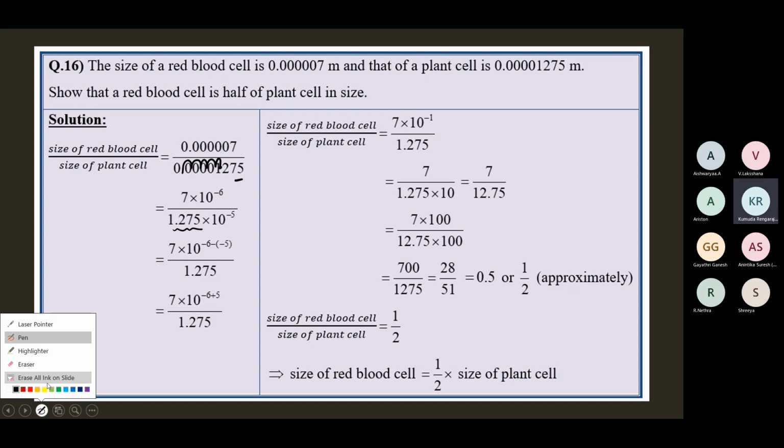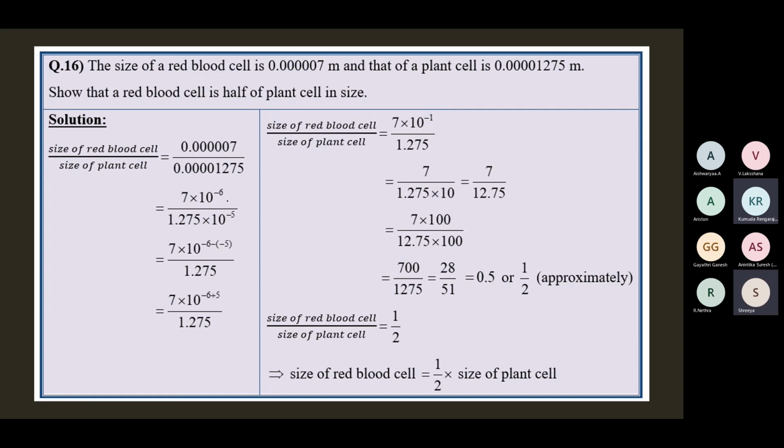All right, children, is the first step understood? So in the first step, we write the numbers in the scientific notation. That's the first step. Now after this, we write this number 7 as it is, 1.275 as it is.